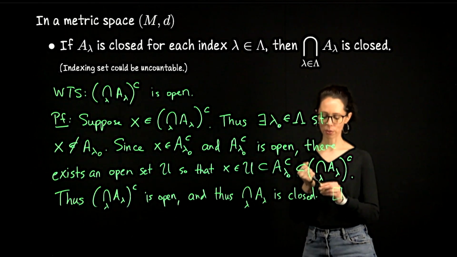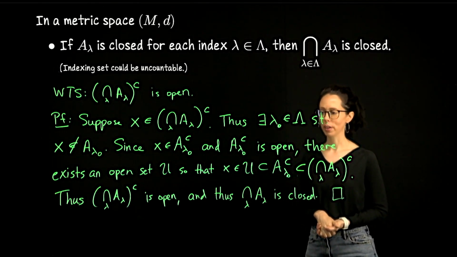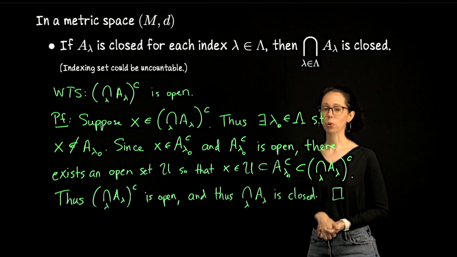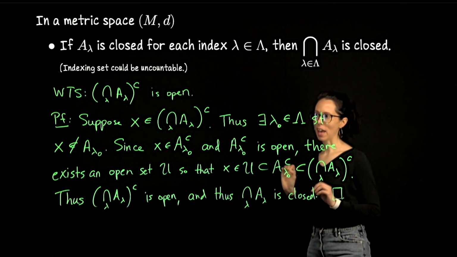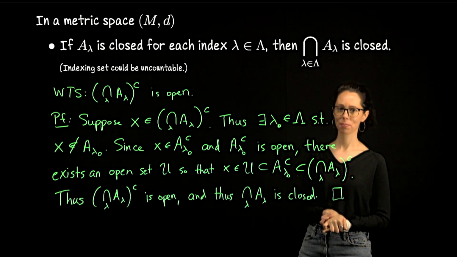All right, let's move on to the next statement, which is going to be kind of similar in theme. So if you'd like, you can pause and take a moment to try to prove that any finite union of closed sets is closed, and then I will work through the proof.